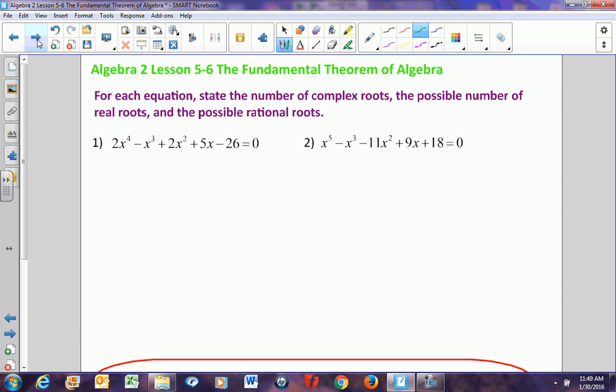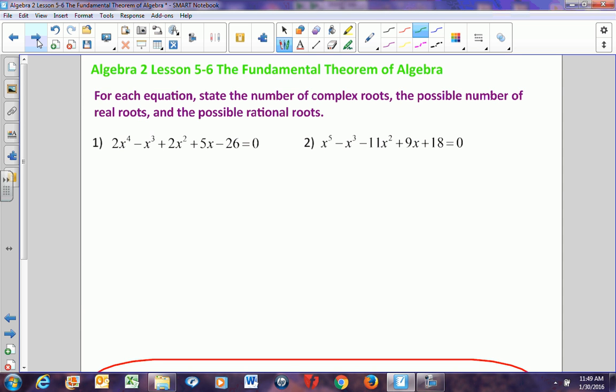Okay, so if I'm giving you an equation, you should remember complex roots means real and imaginary roots. It means all of the possible roots. So when you see the word complex roots, it doesn't just mean roots like i and negative i, or the square root of 3 and the negative square root of 3. It means what are all your possible roots.